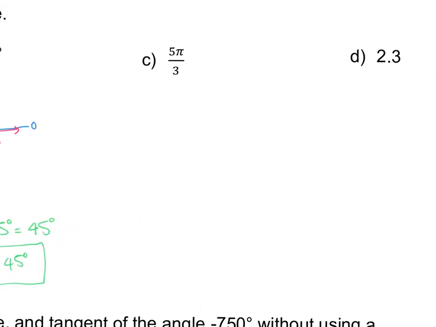All right, let's try this in radians. I want you to notice that both of these are actually in radians. This one is 5 pi over 3, and with the pi, we know that it's in radians. This one does not have a degree sign, so if it does not have a degree sign, it is also in radians.